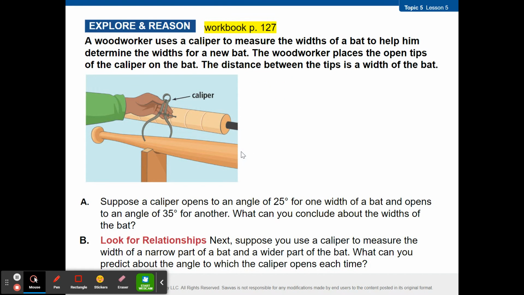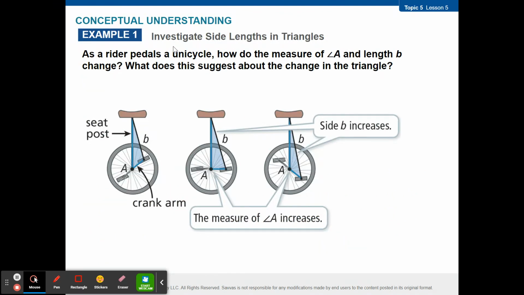All right, so let's take a look. We're not going to do the reason and explore. We are going to take a look at Example 1. It says, as a rider pedals a unicycle, how do the measures of angle A and length B change? What does this suggest about the change in the triangle? Oh, we are on page 128. All right, so take a look at this. Here is our first seat.